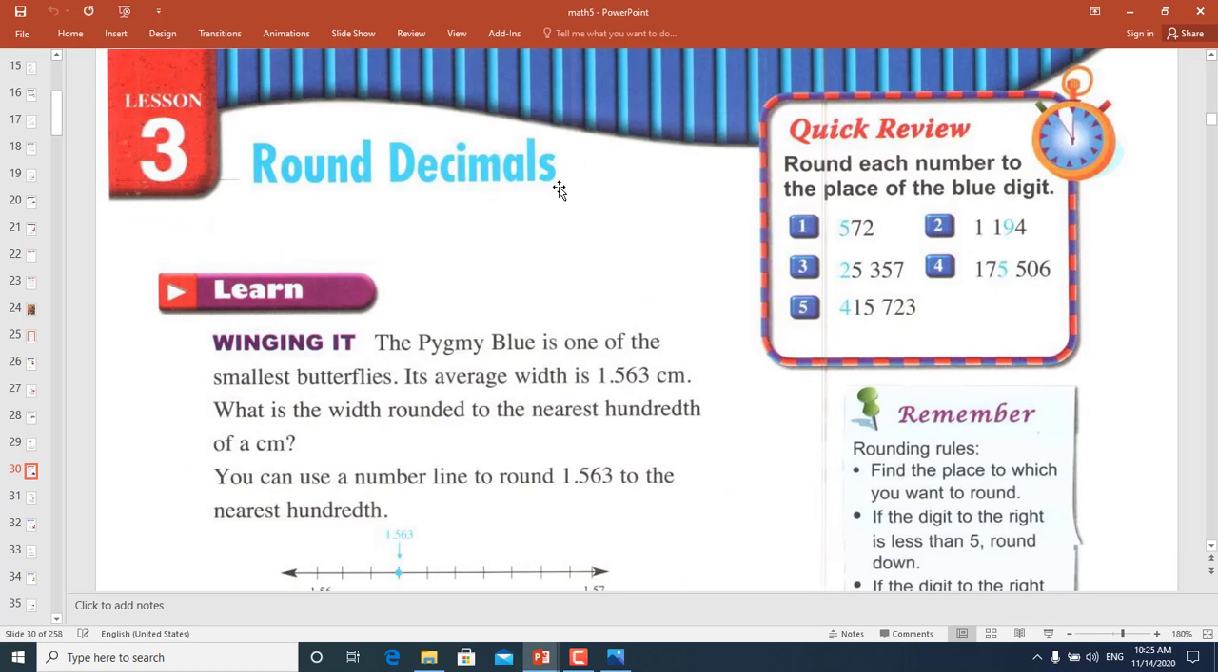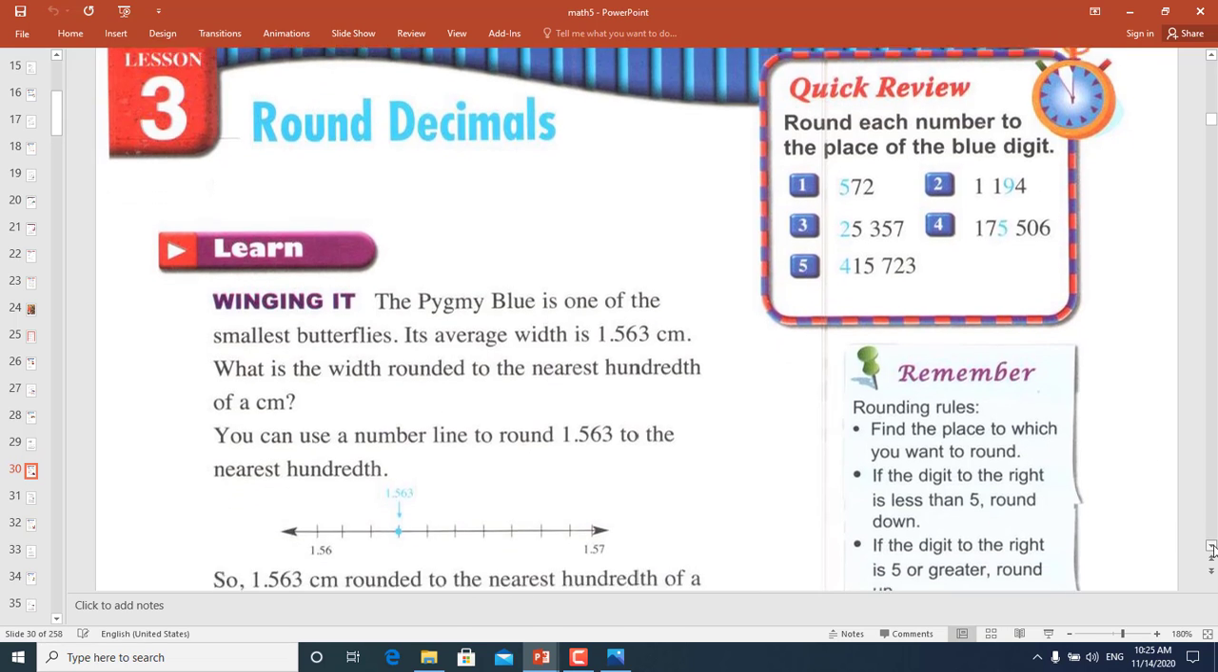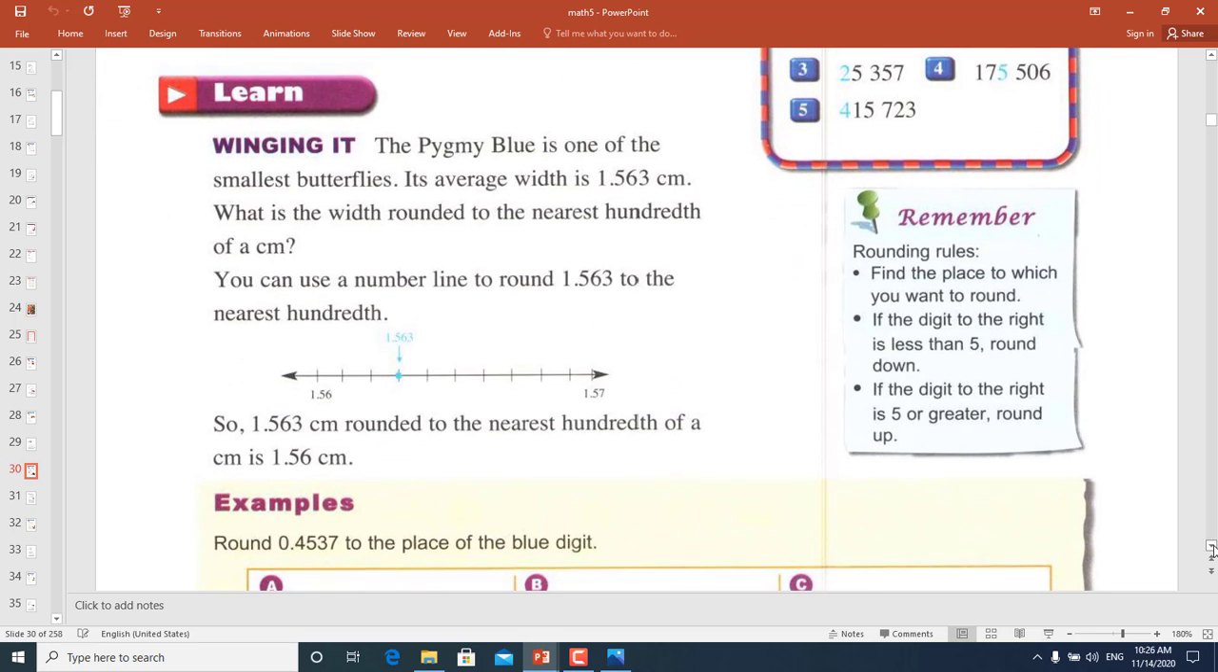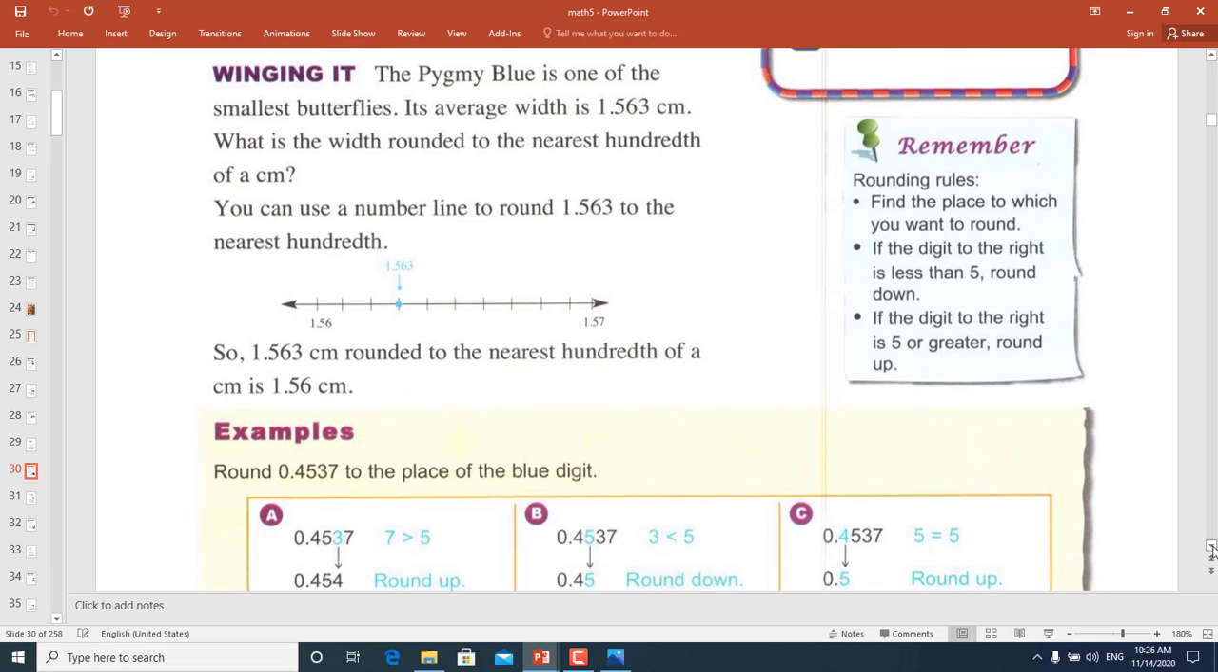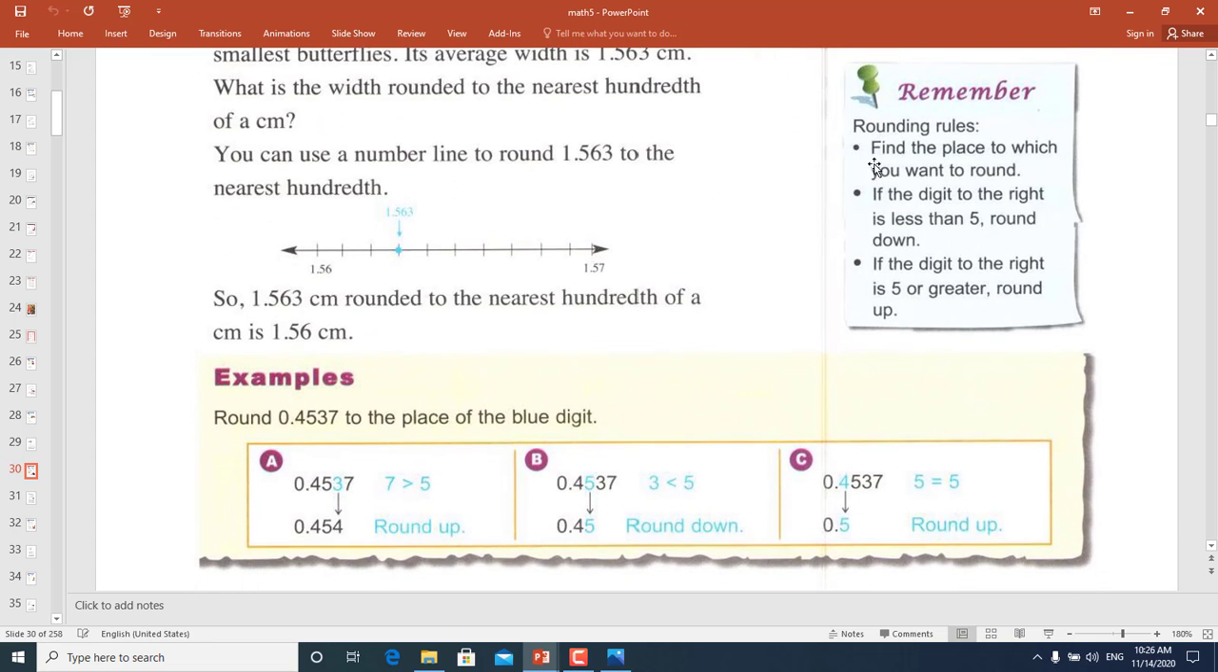Lesson 3, round decimals. From this lesson, we learn how you can round decimal numbers. We studied how you can round whole numbers. So we say that first, find the place to which you want to round. After that, if the digit to the right is less than 5, round down. If the digit to the right is 5 or greater, round up. So also for decimal numbers, we will follow these rules we studied about rounding.